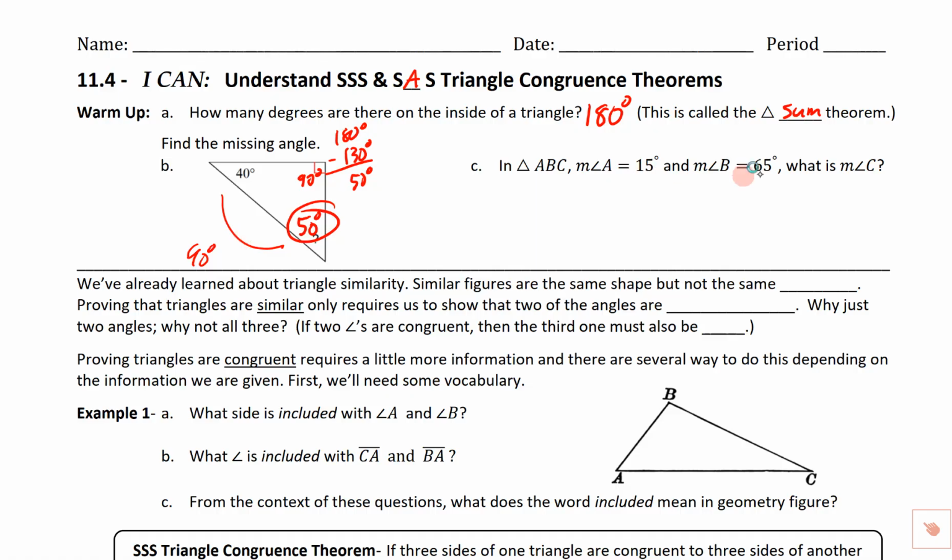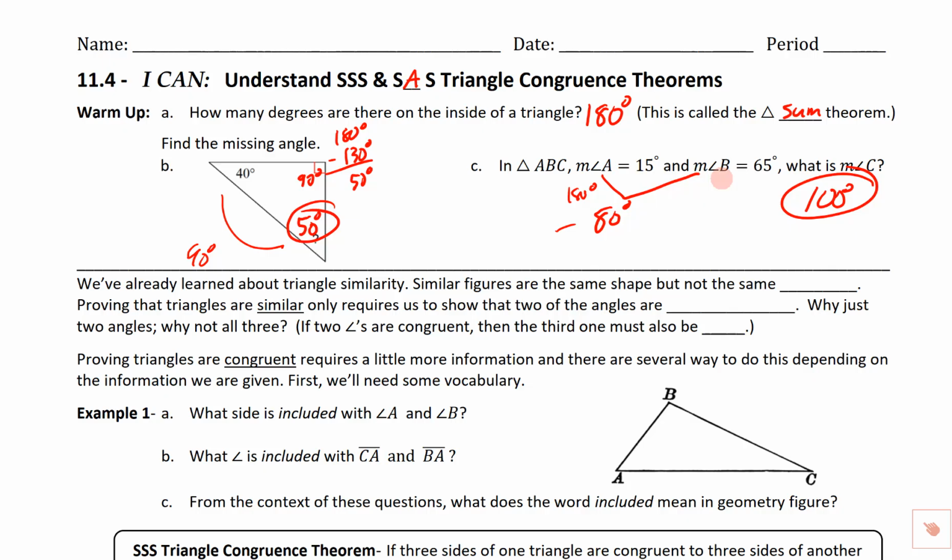And then we'll do the same thing on this one. We've got triangle ABC, and we've got the measure of angle A. Remember, that's what that M stands for. The measure of angle A is 15 degrees. The measure of angle B is 65 degrees. If you add those together, you get 80 degrees. Well, that means that whatever's left of 180, so we take 180 and we subtract the 80, that means we've got 100 degrees left for this one right here.